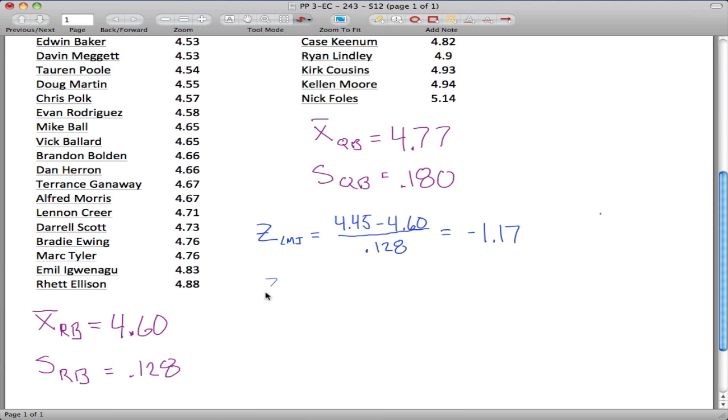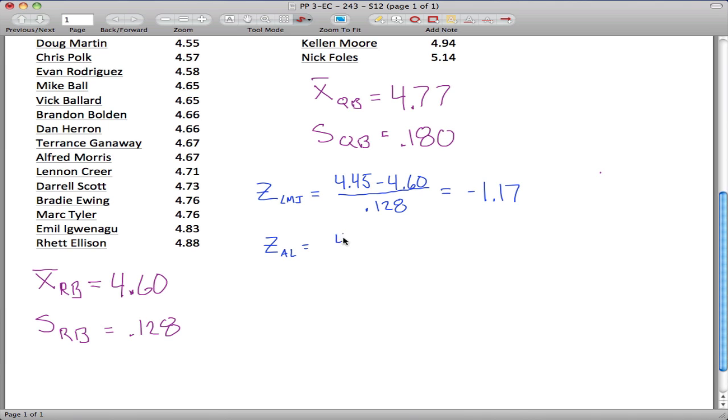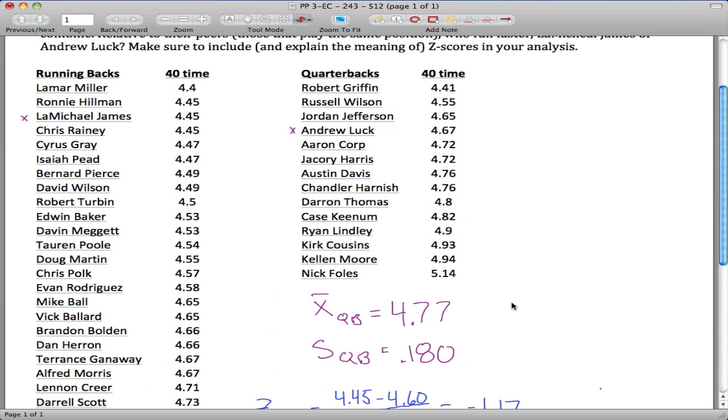And if we do that same thing, if we calculate a z-score for Andrew Luck, we start with his 40 time, which was 4.67, and we subtract the average time for quarterbacks, which is 4.77, and divide by their standard deviation, which is 0.180. And if you do that calculation, you get about negative 0.56. And it turns out that's all the calculations we'll need to do.